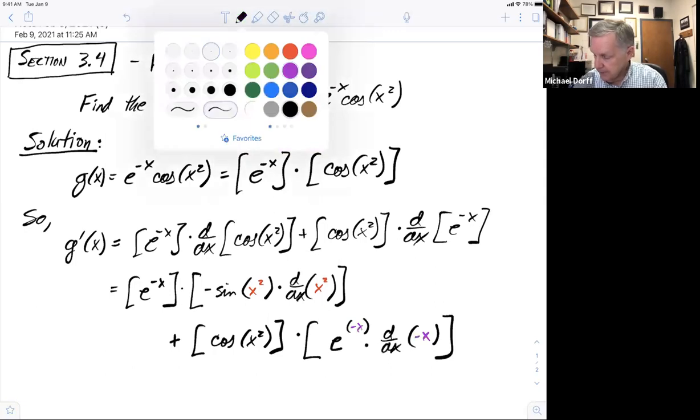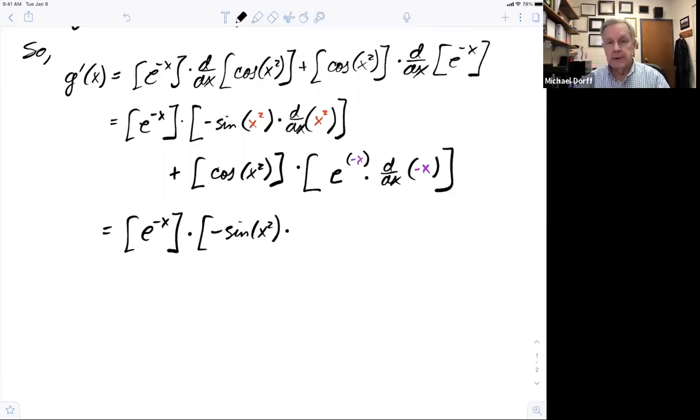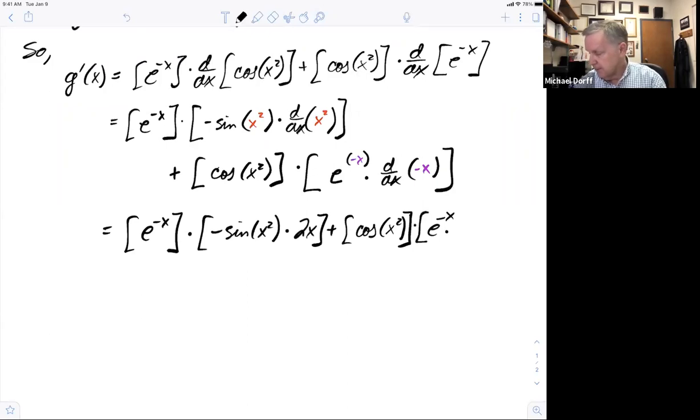All right, so continuing here, we have e to the negative x times negative sine x squared. And then I have to take the derivative of x squared, which is 2x, plus cosine of x squared, and then times e to the negative x times the derivative of negative x, which is negative 1.